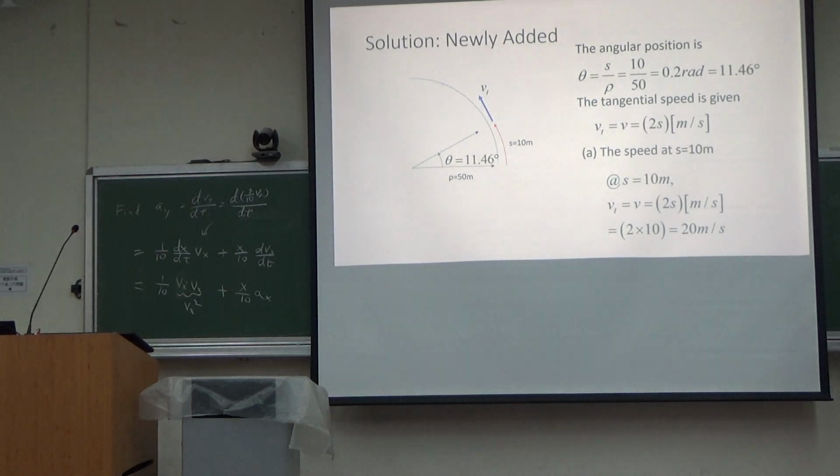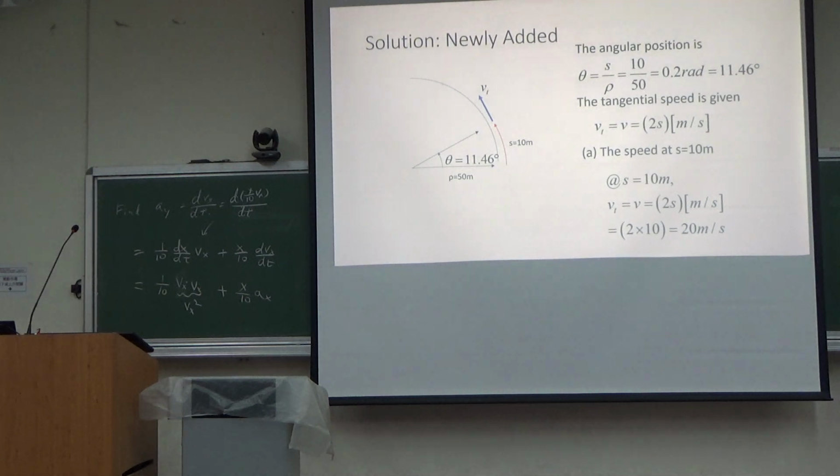Okay, this is a circular arc with radius r equal to 50 meters. Next, when you start moving, if this is a car or a boat, it moves up by a distance s equal to 10 meters. What is the direction of the car?